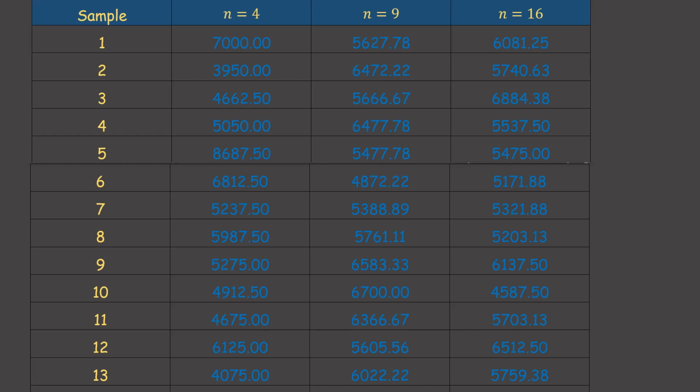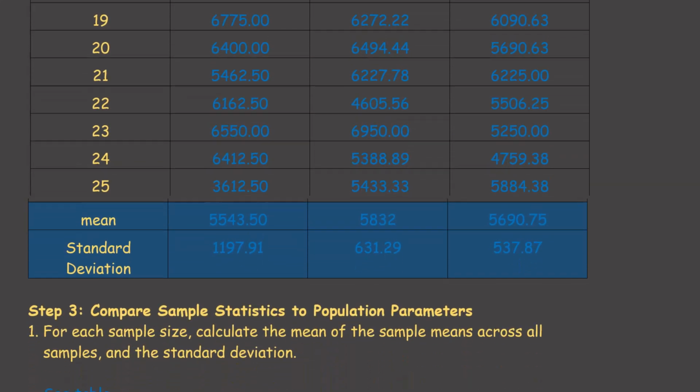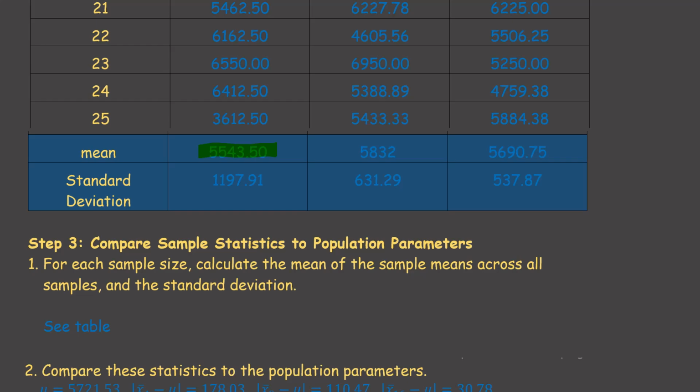And here you can see the samples. So my first sample of size 4 had a mean of 7,000. My first sample of size 9 had a mean of 5,627.78. My first sample of size 16 had a mean of $6,081.25. And you can see all the data there. And then at the bottom I've calculated the mean of all those samples of 4 and the standard deviation, the mean of all the samples of size 9 and the standard deviation, and the mean of all the samples of size 16 and the standard deviation.